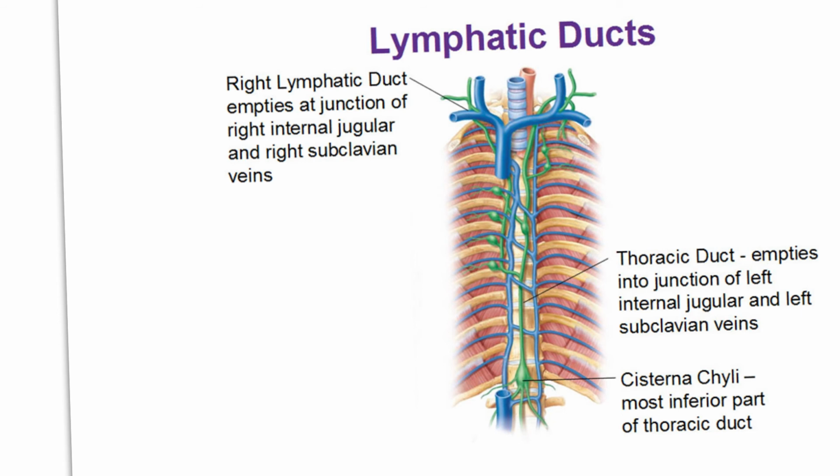Can you see the right lymphatic duct empties at a junction of the right internal jugular and right subclavian veins. Now, don't worry about all of that. You don't need to know all of that. But what you do need to know is that fats are first carried in the lymphatic system, and then the lymphatic system drains into our bloodstream. So they carry the fat around, and then the lymphatic system drains these fats into our bloodstream, and then the fats enter the capillaries. So that's what you're seeing here.